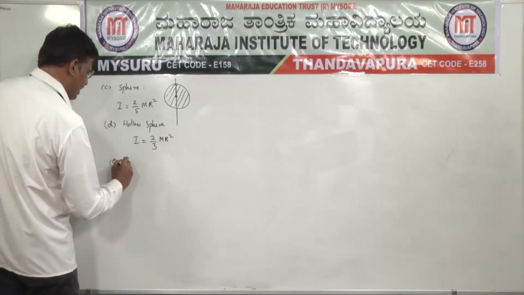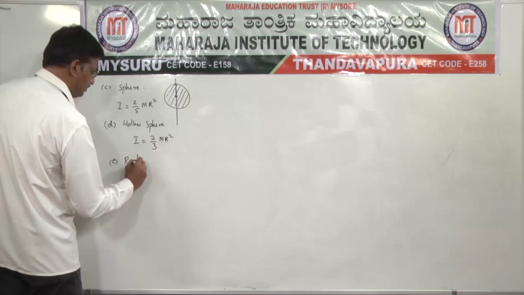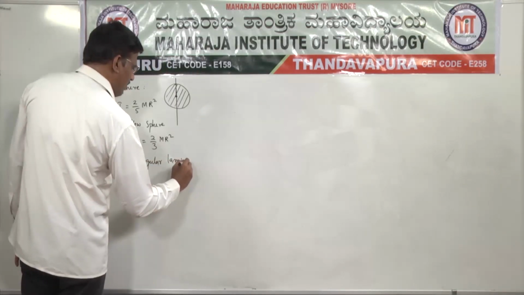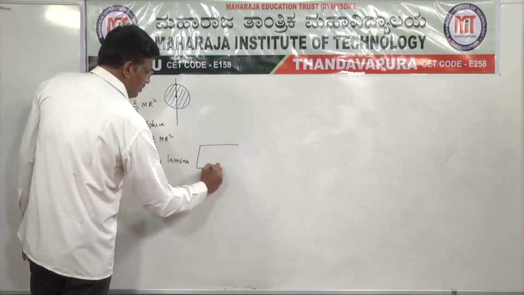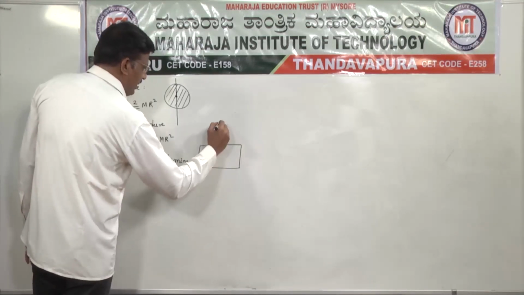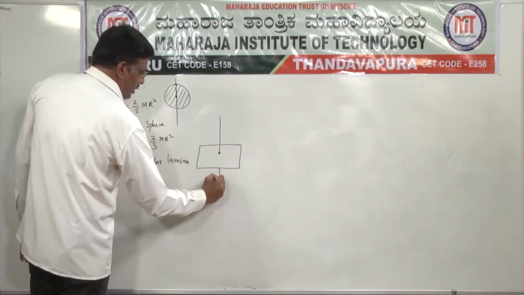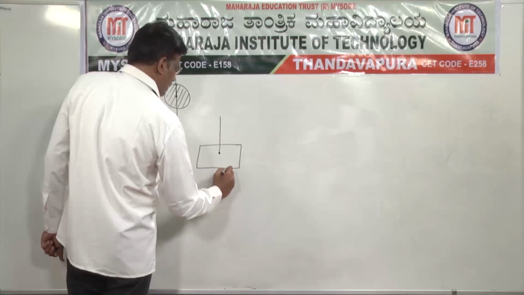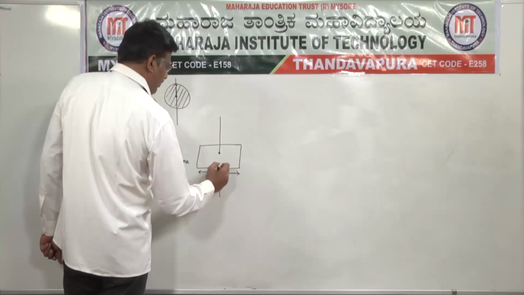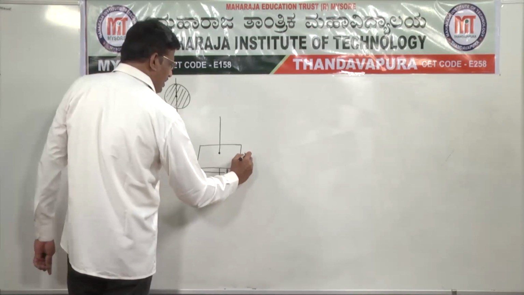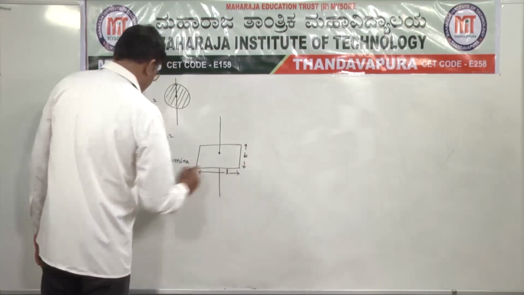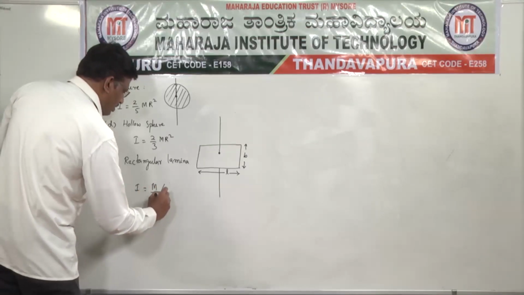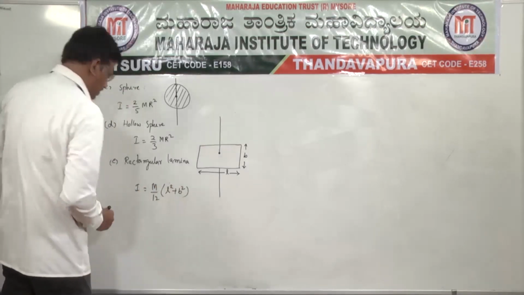For a rectangular lamina of length L and breadth B, about an axis passing through the center and perpendicular to its plane, I is equal to M/12 times (L² plus B²).